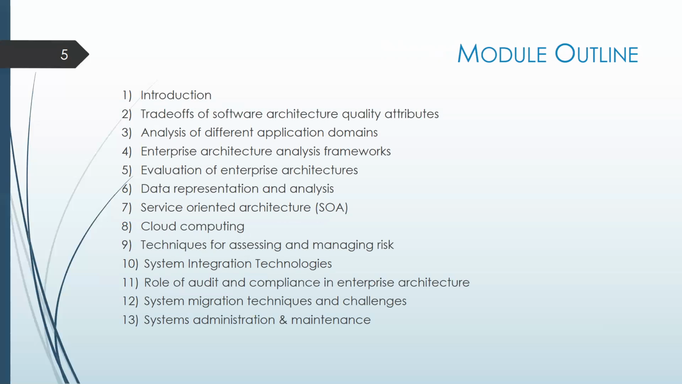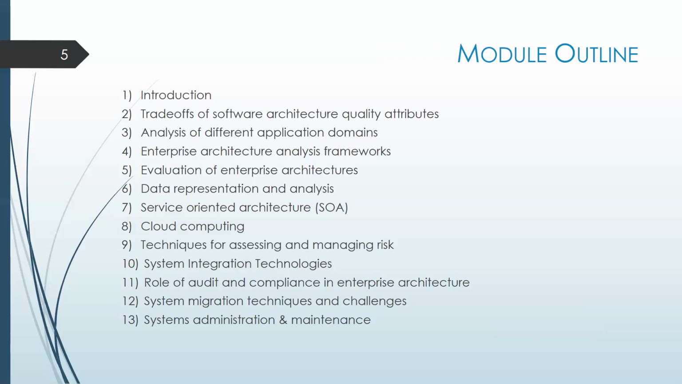So this is the module outline actually. First, we will discuss the introduction, which I am doing now. The next lecture will be trade-off of software architecture quality attributes. With that lecture, we will mainly discuss different software quality attributes, right?